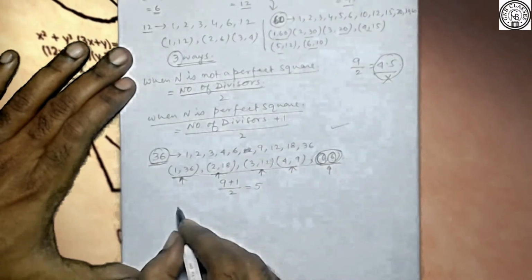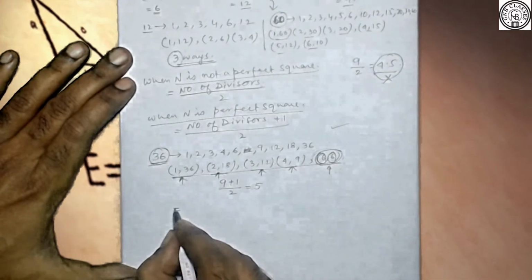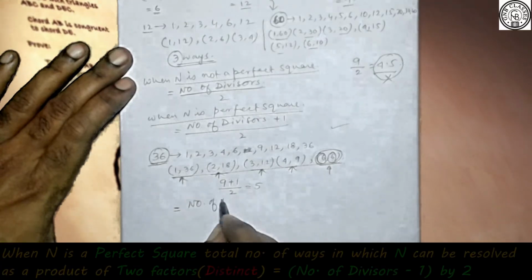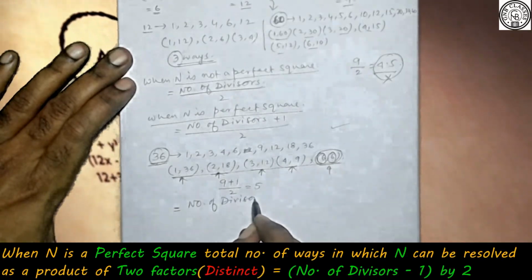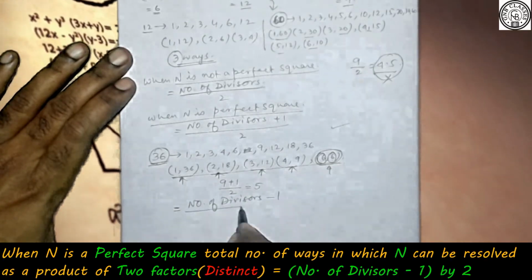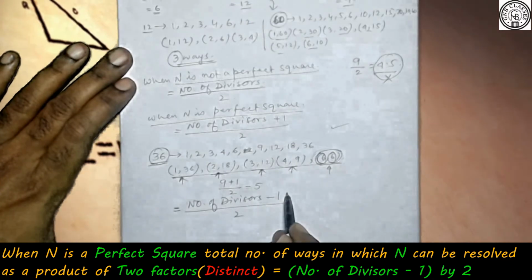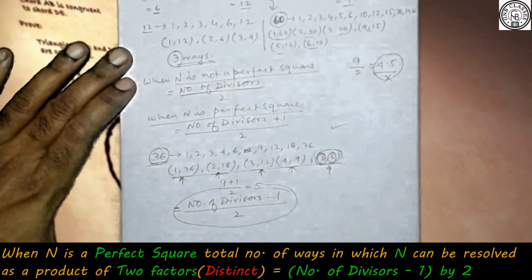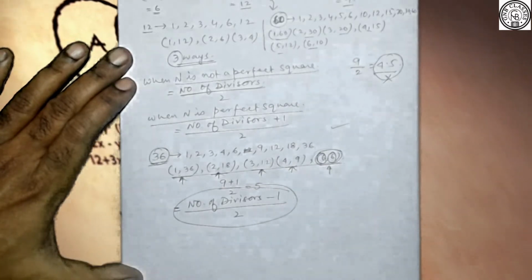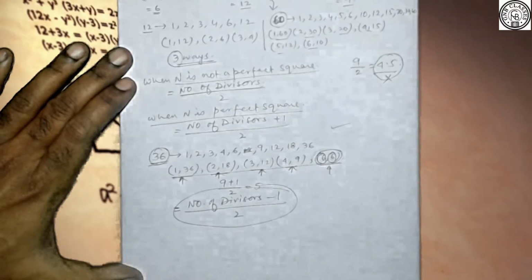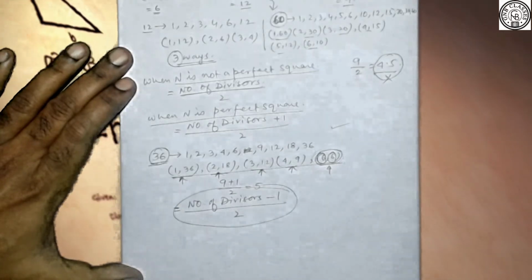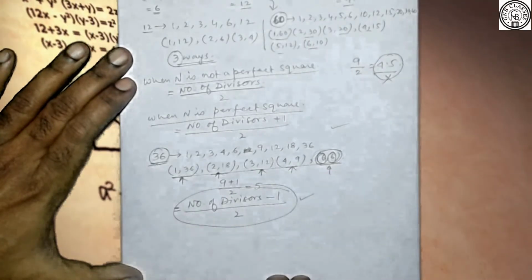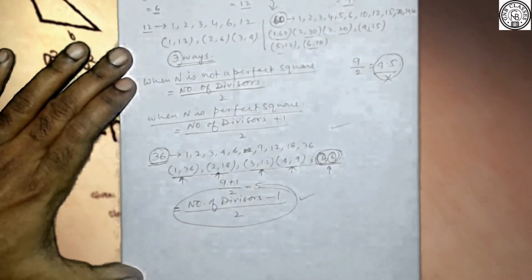So in that case, you will say that the total number of ways are (number of divisors minus 1) divided by 2. This is the total number of ways in which a natural number n can be expressed as a product of two numbers when no digits are repeated. And that is only possible when the number is a perfect square. Is it clear? Absolutely clear?